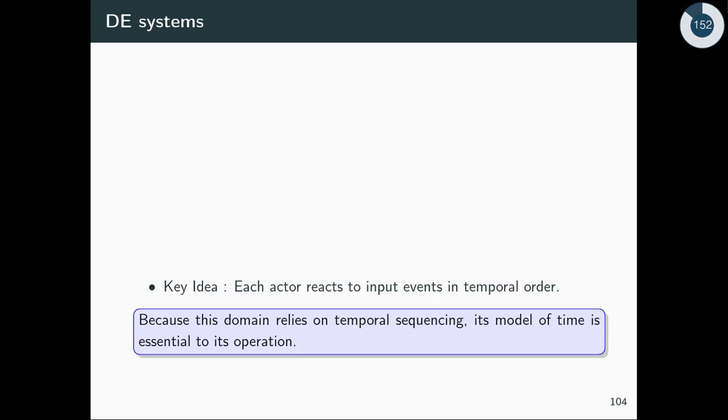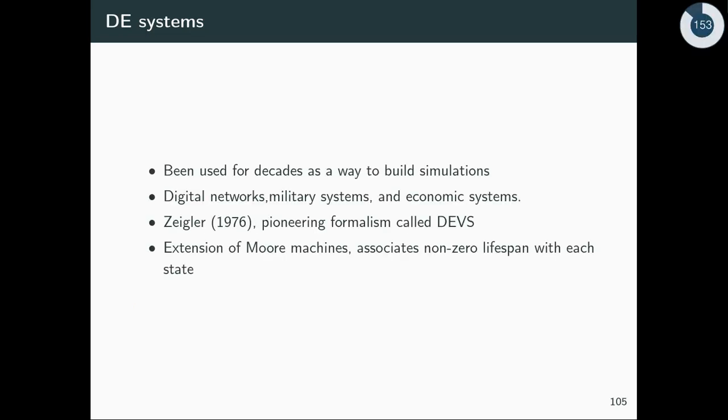Now, what is the key idea? Basically, that is what I just explained. Each actor reacts to input events in temporal order. We have a specific ordering of the events according to their timestamp. So the model of time is essential to the operation of discrete event systems. If you look at discrete event systems, they have been used for decades as a way to build simulations.